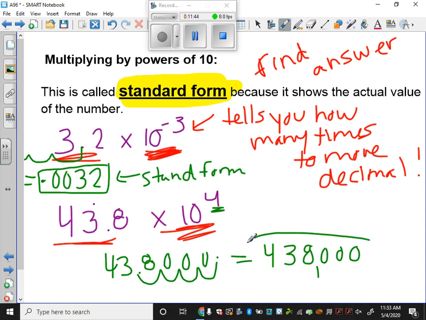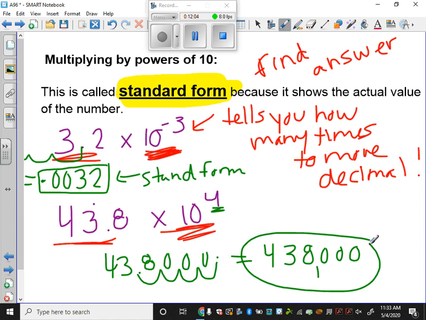So that in standard form would be 438,000. So make sure you put some examples for yourself. Remember, this is all about moving decimals, left and right. That's all we're looking at here. How many times are we moving the decimal left and right? And what number are you starting with?